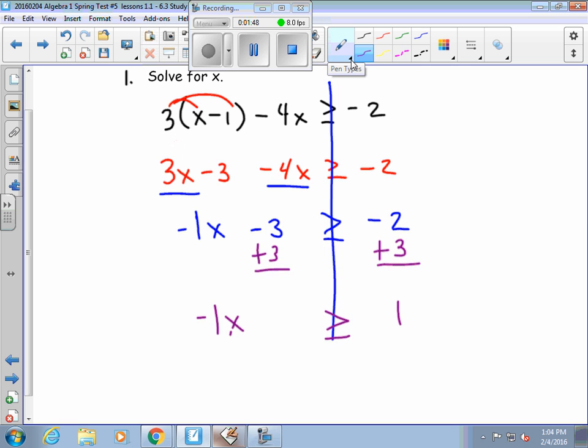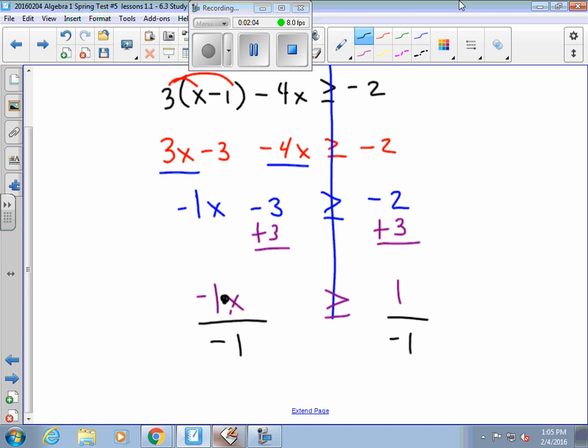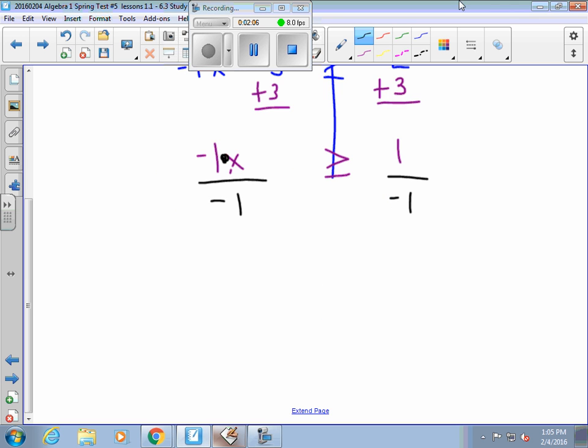But it's not what x is equal to yet. In order to get x by itself, we need to undo the fact that this says negative 1 times x. You do that by dividing by negative 1. When you do it to one side, do it to the other side. 1 divided by negative 1 is going to be negative 1. x is going to be by itself.